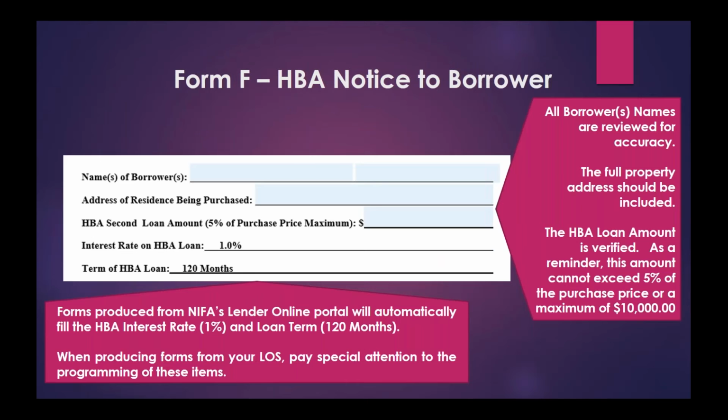Form F is the HUBA notice to borrower. So this will only be provided if there's a HUBA second.